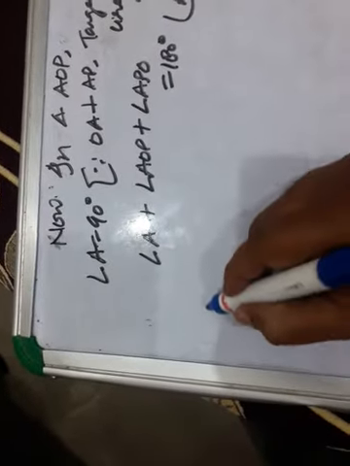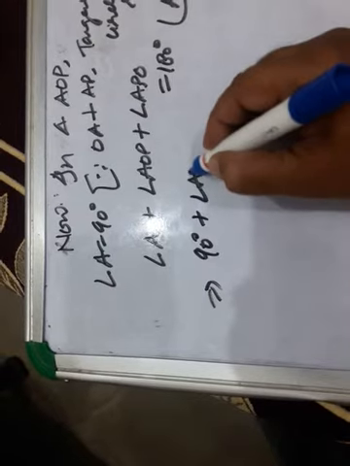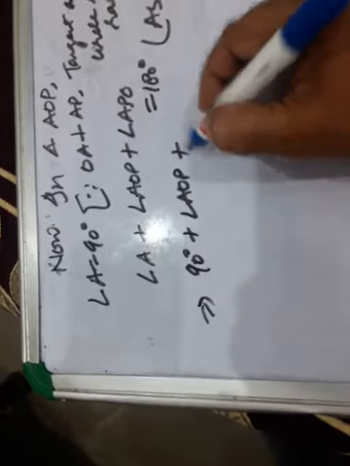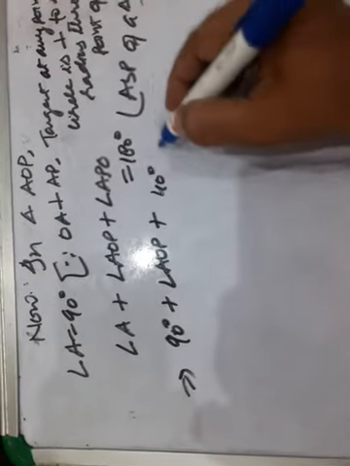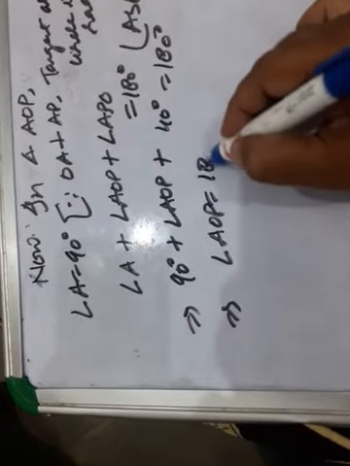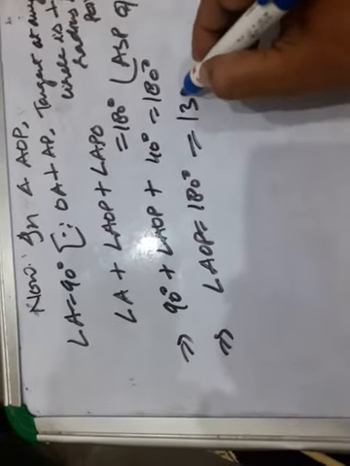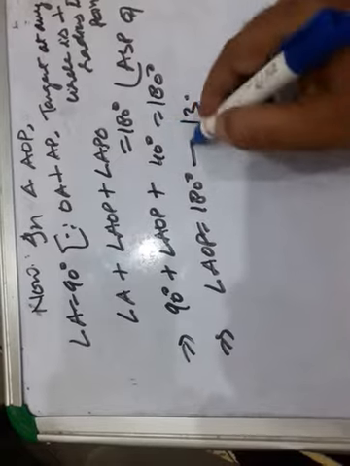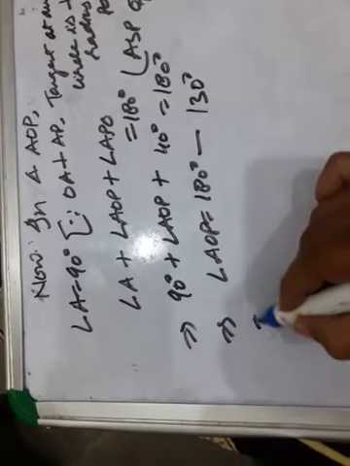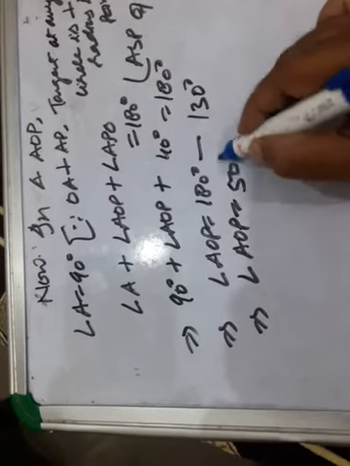Now put the values. Angle A is given to be 90 degrees, plus angle AOP which is required to find out, plus angle APO which is half of 80 degrees, that is 40 degrees. Clear? Equal to 180 degrees. Now solve it out. Angle AOP equals 180 degrees minus 90 plus 40, that is 130 degrees. This implies that angle AOP equals 50 degrees.